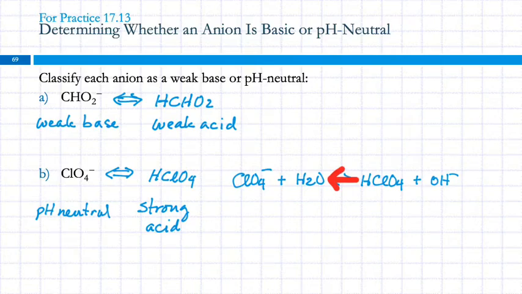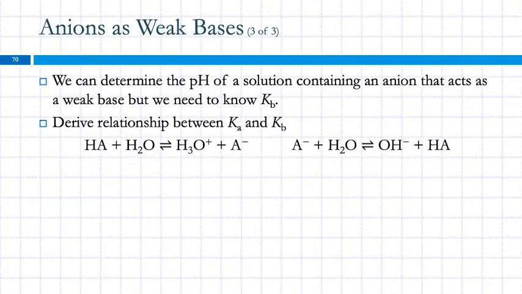Any other questions? I thought you said they were opposite, like a strong acid, weak base. And the first one, the stronger the acid, the weaker the base. When we get to a strong acid, not a stronger weak acid, but an actual strong acid, it ionizes completely. So then the base is so weak that it's not even a base. So we can find the pH of a solution containing an anion that acts as a weak base, but we need to know what Kb is.